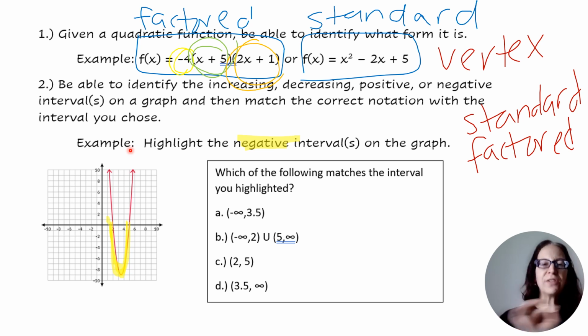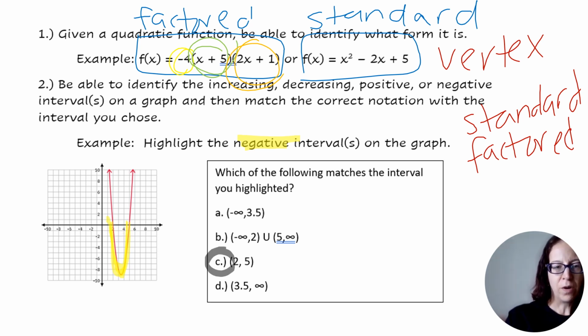Now, the question that's going to be paired with this is going to say something like this. Which of the following matches the interval you highlighted? So let's just say hypothetically, you don't know what the negative interval is, but you pick something. Whatever you pick, make sure that your answer to this matches it. So this was the negative interval, and I believe that is going from x is 2 over to x is 5, and so for this one, it is answer choice C.